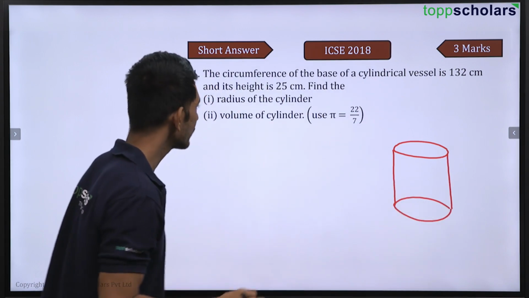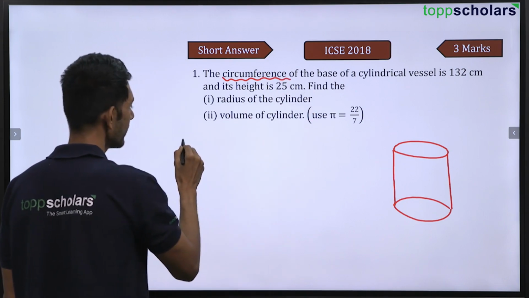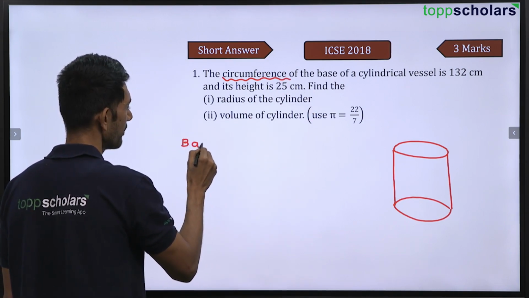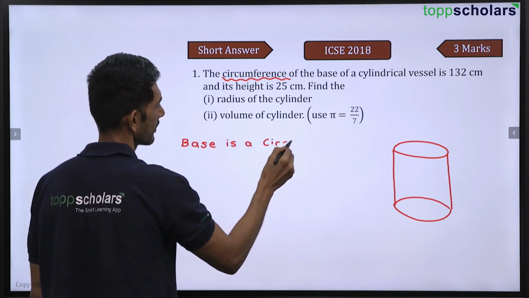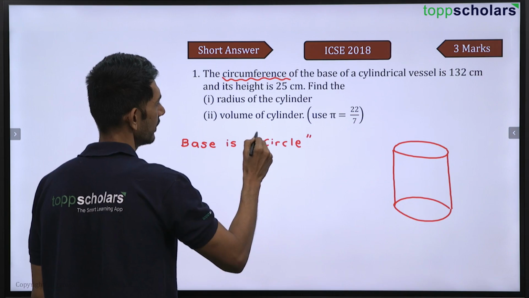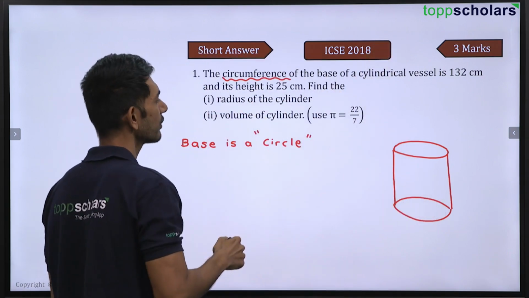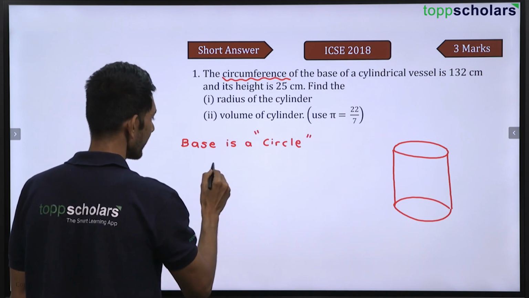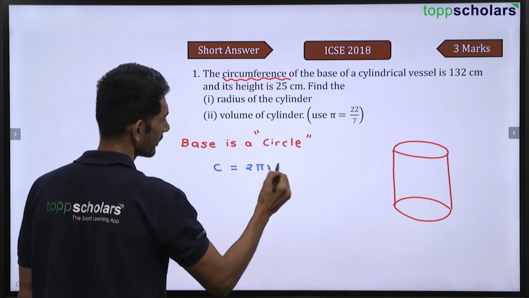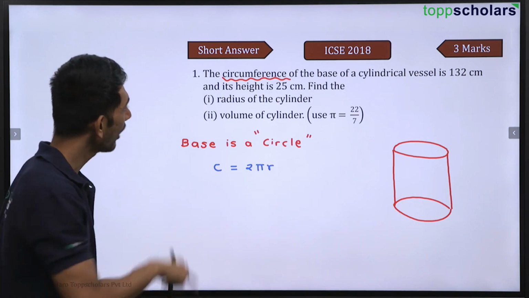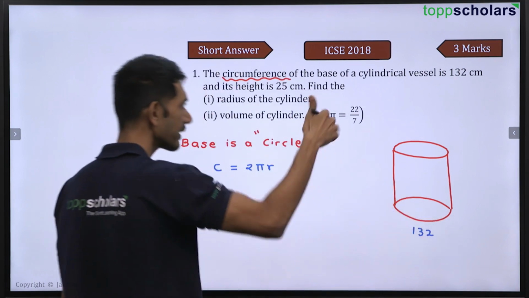The circumference of the base. So can I say here, the base is a circle. Base is a circle, correct? Circumference of the base is given. So can I say circumference of the base is nothing but 2 pi r. That is already given. How much? It is 132. I'm just writing down whatever given information is there. We'll continue with the question.